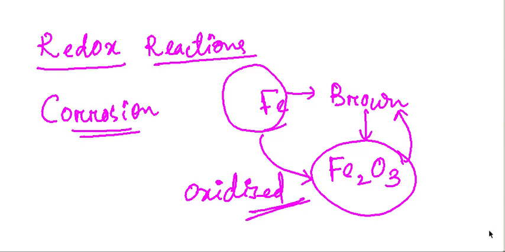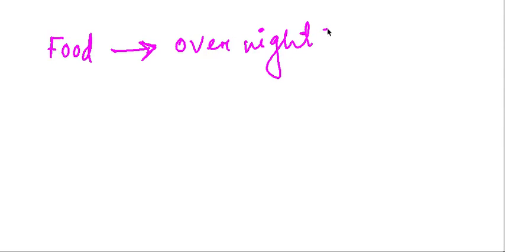Now again, if you leave any food material overnight, food left outside the refrigerator overnight, next day you try to inhale the smell of it, you'll get a very bad smell and we say that the food is spoiled. So what exactly has happened? When you have left it overnight, the food material has reacted with the oxygen in the atmosphere and it is oxidized.